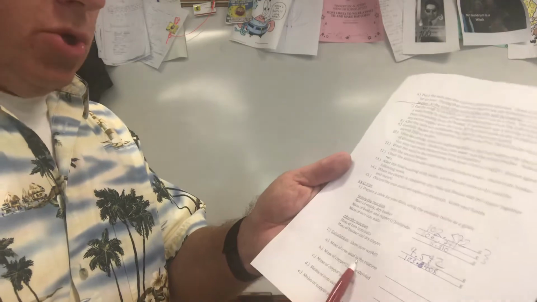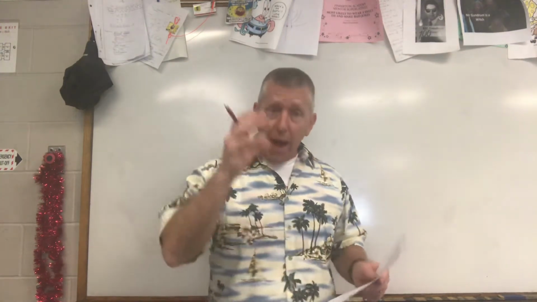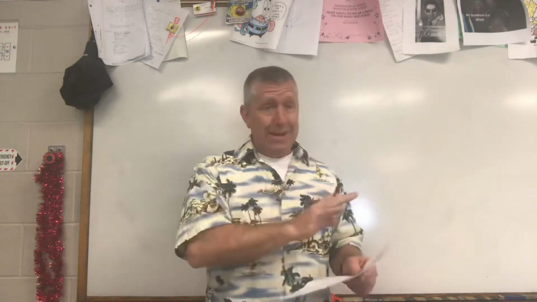Mass of iron used in the reaction. Where did the iron come from? What are nails made of? Iron, yes, they're made of iron. So the iron that was used in the reaction must have come from the nails. It didn't come from the copper chloride. It came from the nails. So we have the mass of the nails.